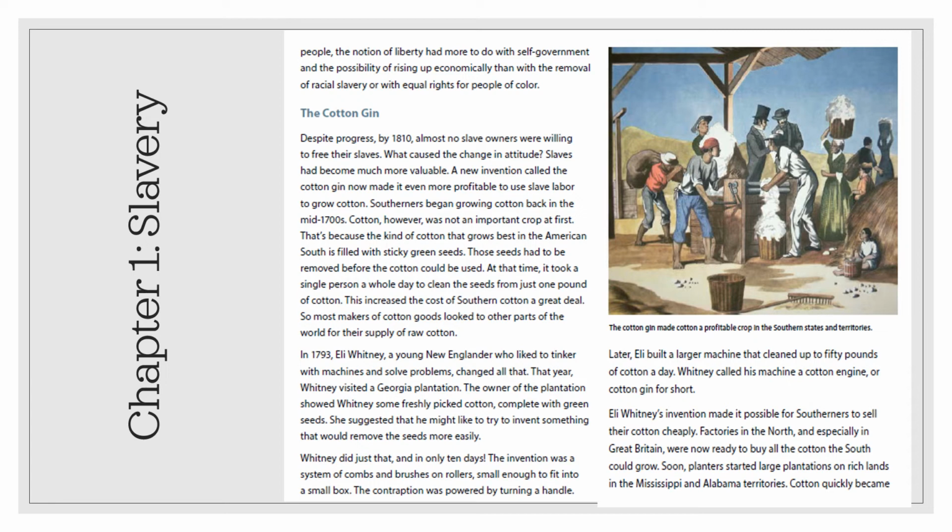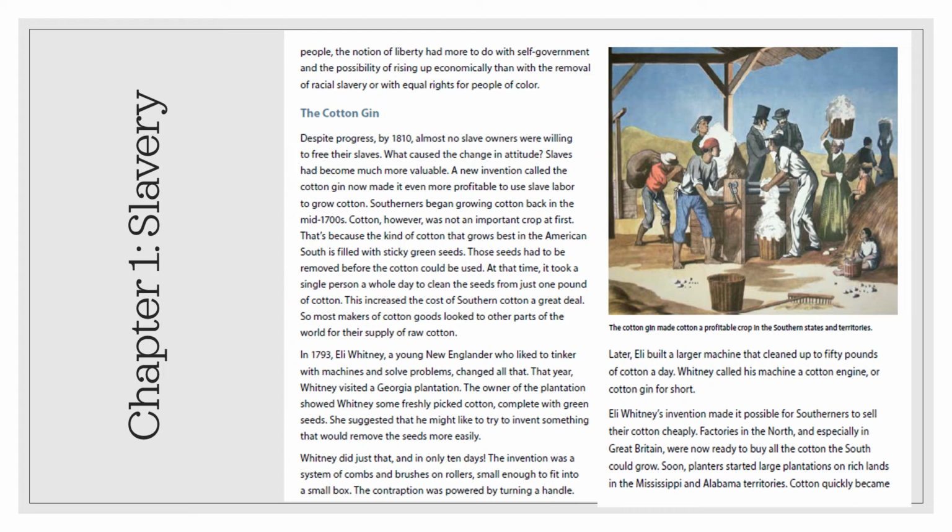Southerners began growing cotton back in the mid-1700s. Cotton, however, was not an important crop at first. That's because the kind of cotton that grows best in the American South is filled with these sticky green seeds. Those seeds had to be removed before the cotton could be used. At that time, it took a single person a whole day to clean the seeds from just 1 pound of cotton. This increased the cost of Southern cotton a great deal. So most makers of cotton goods looked to other parts of the world for their supply of raw cotton.